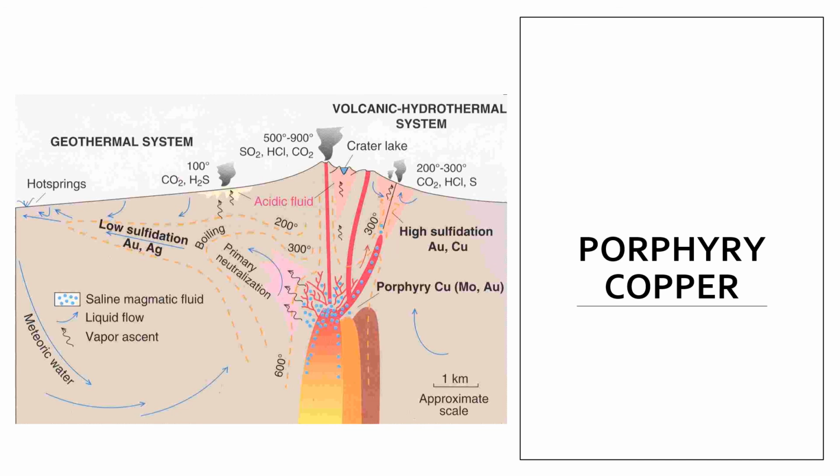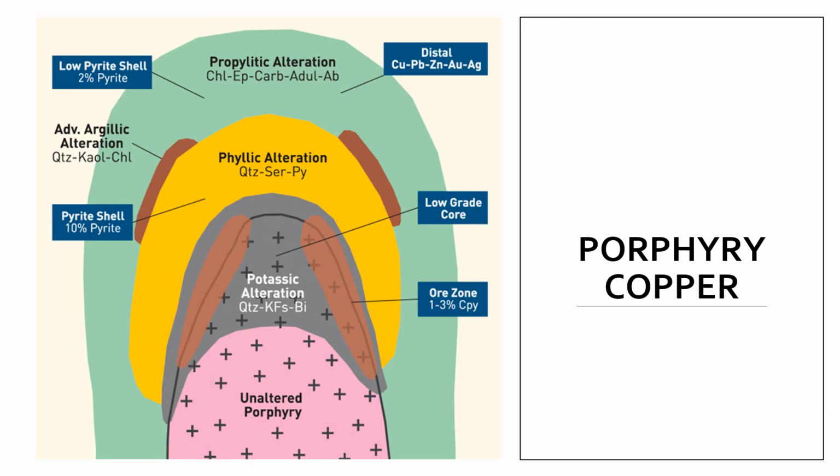And then further away from your porphyry copper, you have hydrothermal fluids that are more or less cool and relatively low in sulfides. You get your copper and silver deposits, or your low sulfidation copper silver deposits. Okay, and this is a typical, or rather, this is the model for porphyry copper deposits.